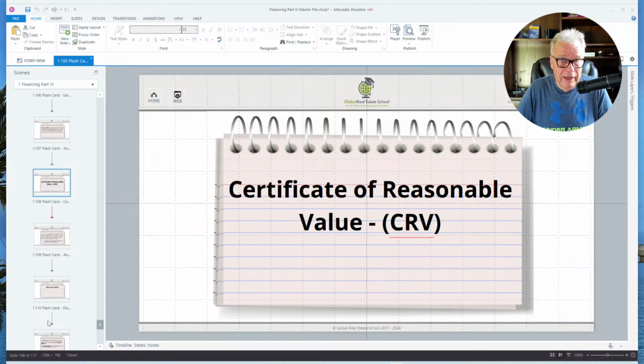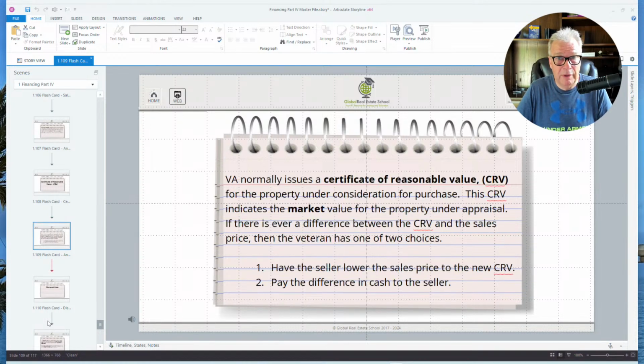Certificate of reasonable value is just that's what VA puts as the appraised price on a property. So whenever you get a VA loan, they will put what's called a CRV or certificate of reasonable value, or the market value for the property that's under appraisal.